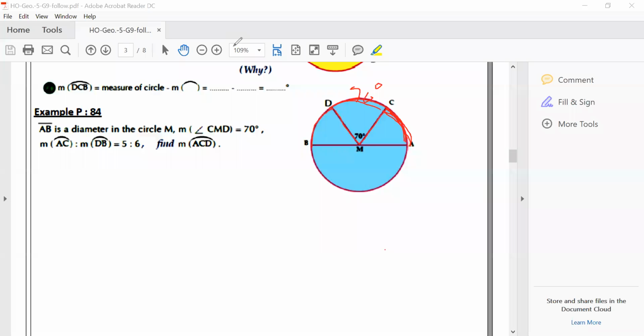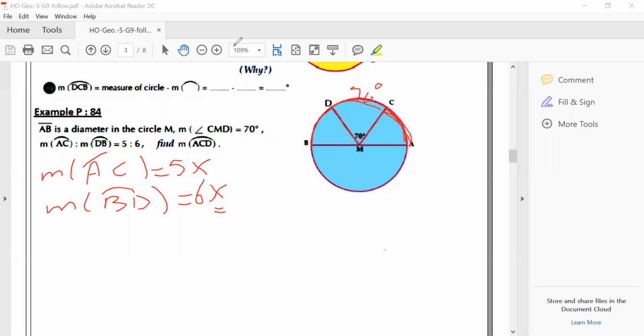I want to get it by this ratio. You remember in the first term that if I want to get a ratio, for example 5 to 6, I say there's a constant number multiplied by it, so I name them 5x and 6x. This was in the first term. So here also I will let, for example, measure of AC arc be equal 5x and measure of BD arc be 6x. I will get x then multiply by 5 or by 6 to get the measures.